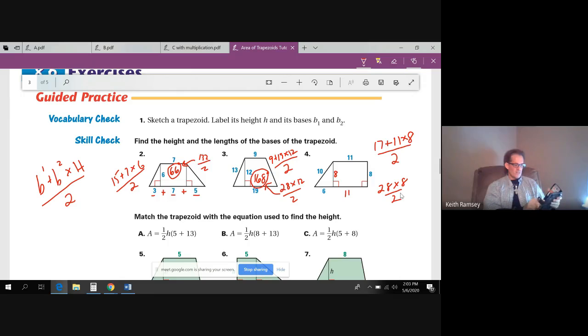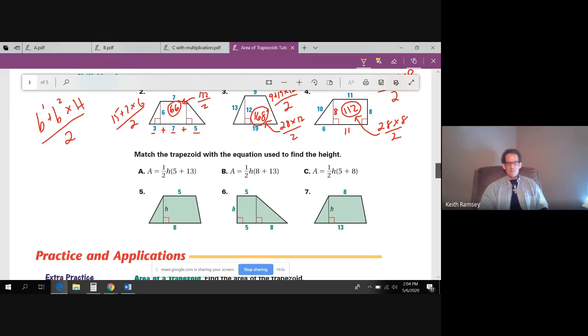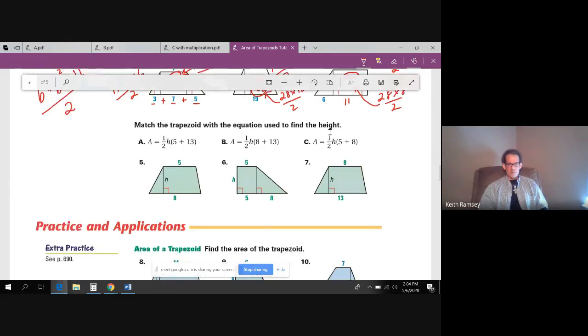So 28 times 8 should equal 224. Divided by 2, I got 112 for the whole area of that. So this would simplify to 112. Now, if you look down here, it says match the trapezoid with the equation to find the height.